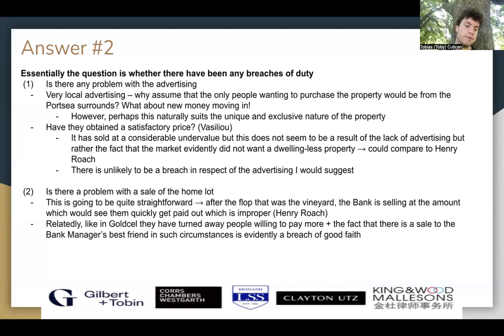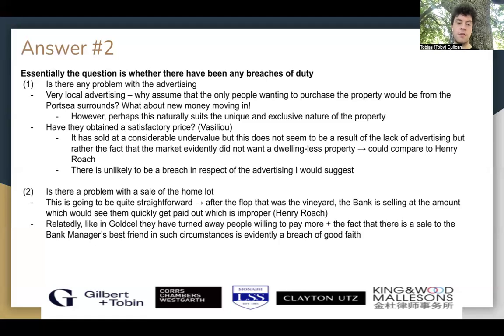Is there any problem with the advertising? It's very local advertising. Why would you assume that the only people wanting to purchase the property would be from the ports it surrounds? What about the new money moving in? It's a valid point. However, the facts note that this type of advertising suits the unique and exclusive nature of the property. So that's also a counterbalancing factor.